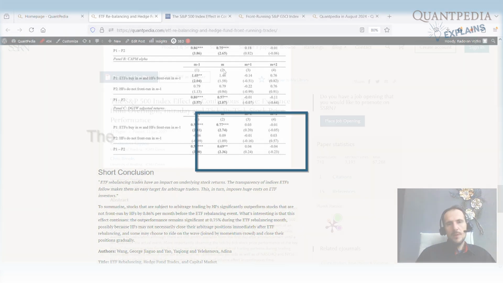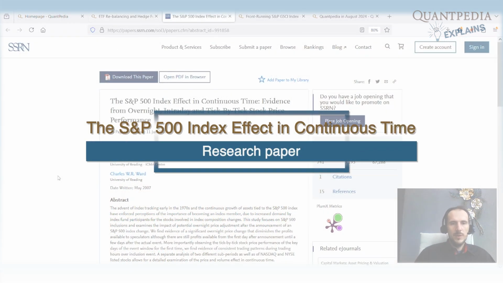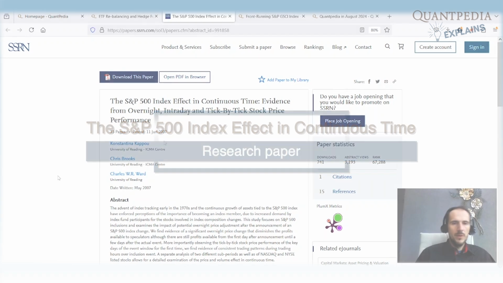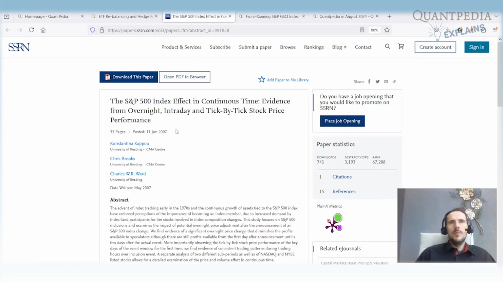But this is not just one article. The other one is the S&P 500 index effect in continuous time. This paper is relatively old, but it is about how it is possible to trade S&P 500 index additions and deletions. So it's possible to try to guess what the S&P 500 index will contain in the future. How will the composition of the S&P 500 change? And you can selectively try to buy those stocks before the S&P committee rebalances the portfolio. And once again, you can try to profit from that idea.